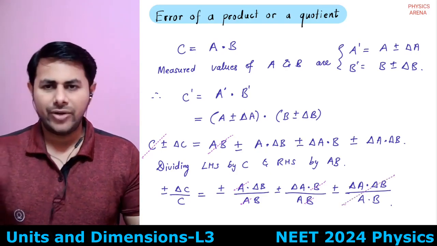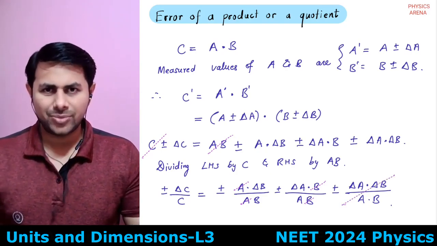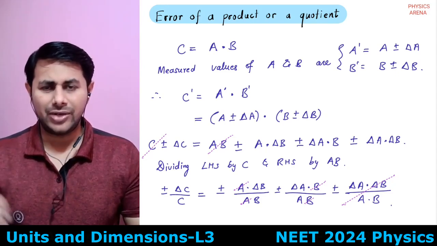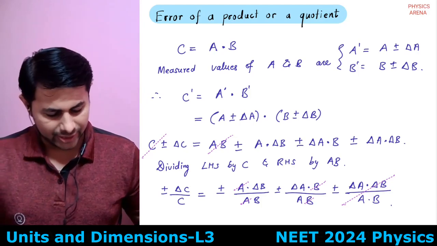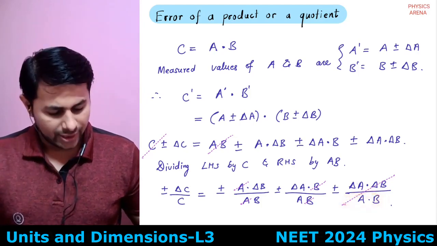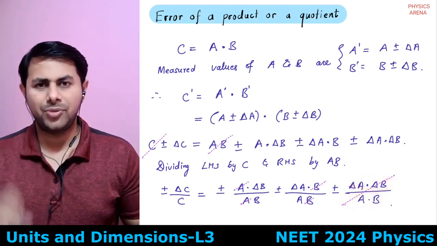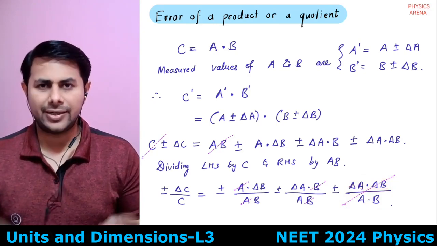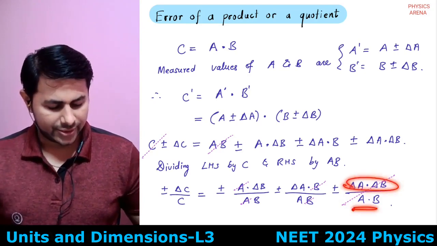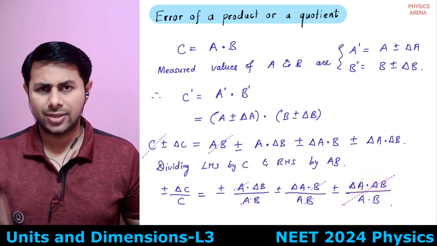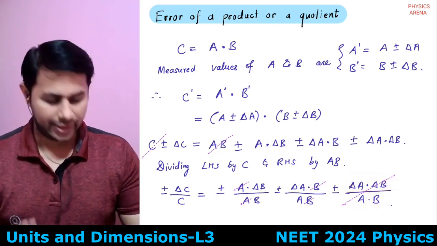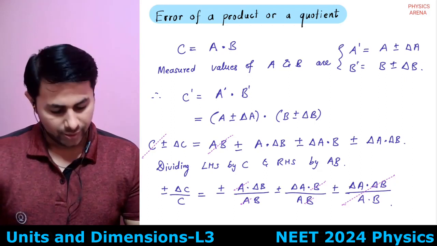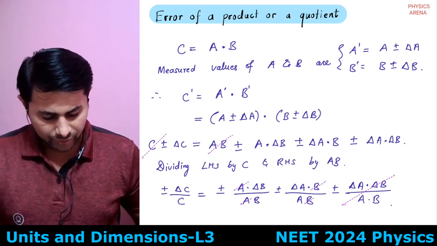So we expect the error to be very small, so that in comparison with the product of quantities, the product of errors would be very, very small. Okay, and that's why this product of errors divided by product of quantities will be a negligible value, so we neglect it. Okay, it will be a negligible term. All right, so what are we left with?